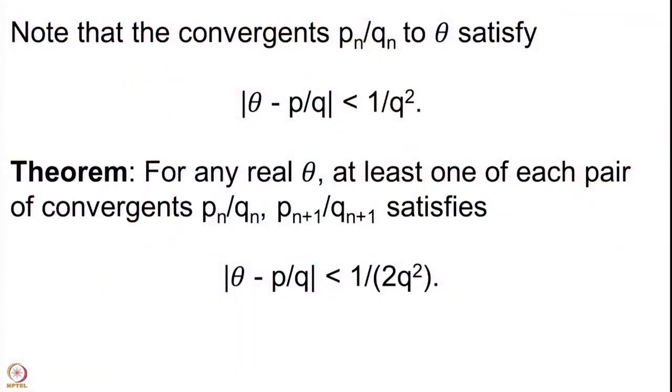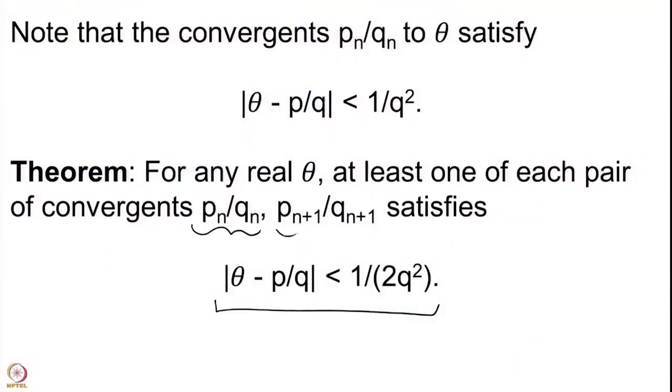And we are going to prove that our convergents are doing something better. These are not just good rational approximations, but better rational approximations. The result that we are going to prove is as follows. We have noted that our convergents are good rational approximations, but we will prove that they are better in the following sense: if you take any Pn upon Qn and Pn plus 1 upon Qn plus 1, these pairs of successive convergents, then one of them should satisfy that |theta minus p by q| is less than 1 upon 2 q square.